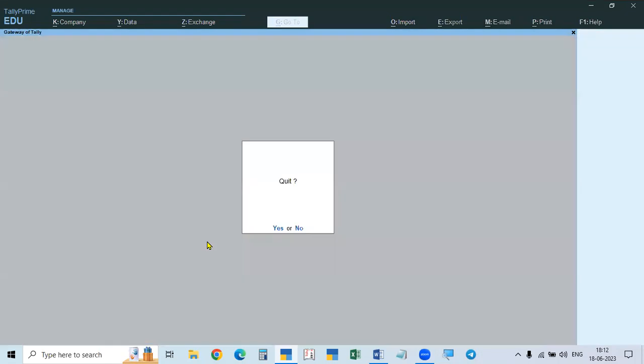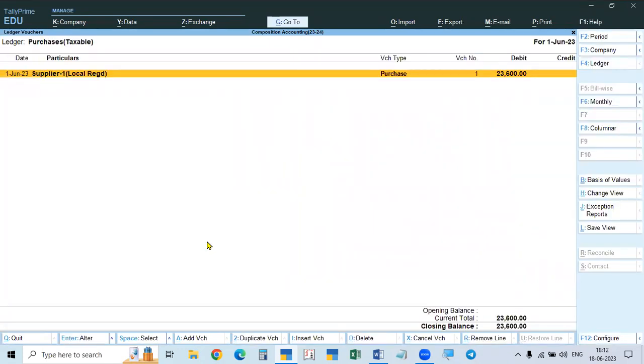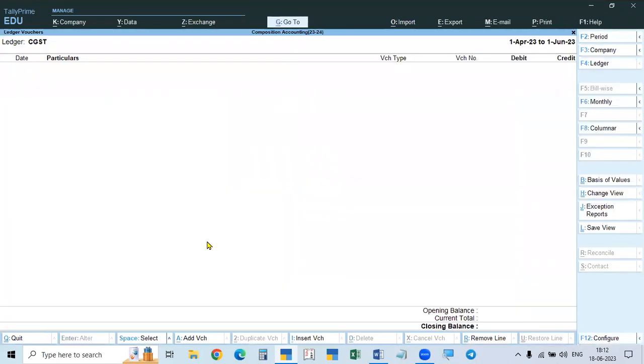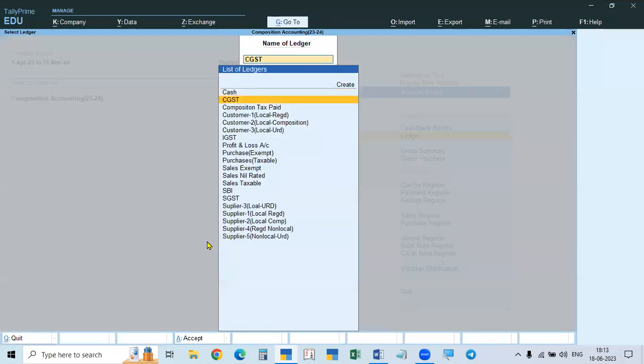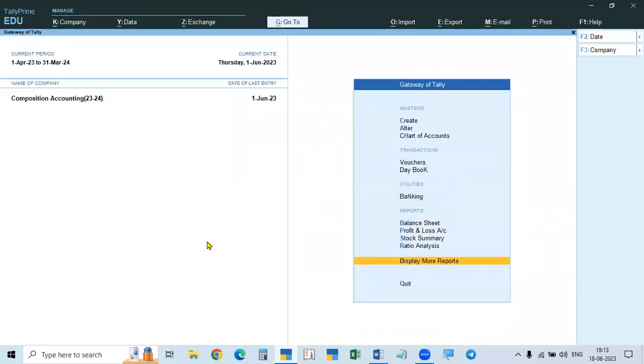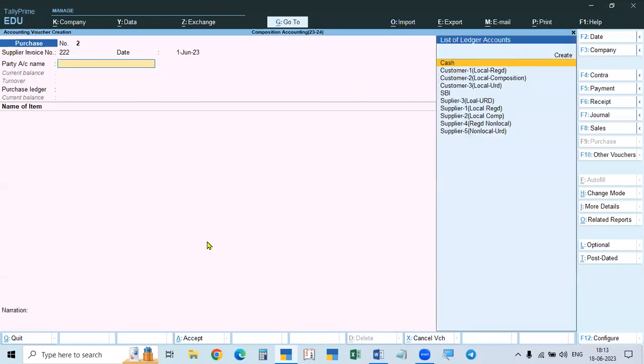See here, now we will go to the ledger. See purchases, purchase taxable you have taken. So purchases taxable, see the total amount 23,600 rupees is added to the purchases. And go to the CGST or SGST. See, in SGST there is no amount. Similarly CGST also. So the amount is not posted to the CGST tax account. It is posted to the purchases account directly. Okay, now next, another purchase we will take up. Here we will take up supplier local registered.